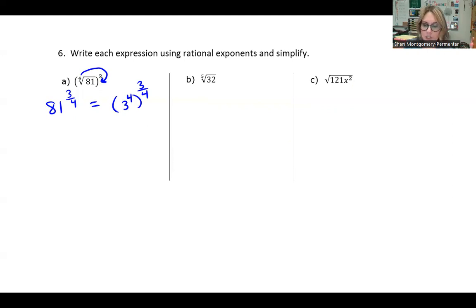This is some side work to show you what happens if I have 4 times 3/4. Remember, 4 is a whole number. It's the same thing as 4 over 1. The 4's cancel, and you're left with just a 3. So here, if I have 3 raised to the 4th power, and then it's also raised to the 3/4 power, these exponents multiply, so they cancel. So I'm left with just 3 to the 3rd power. What is 3 to the 3rd power? 27. Very good.